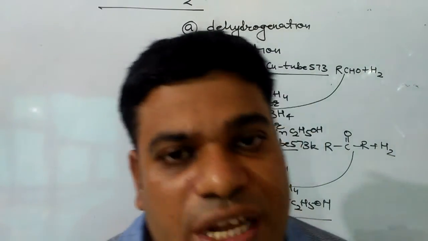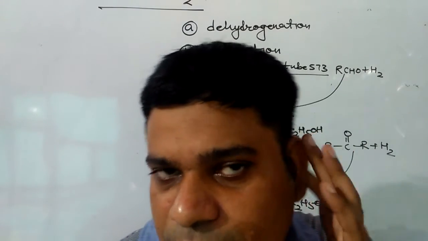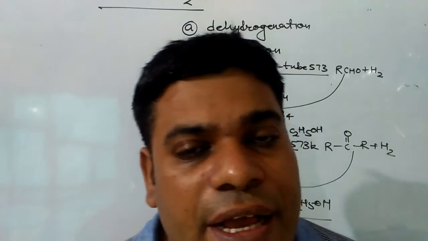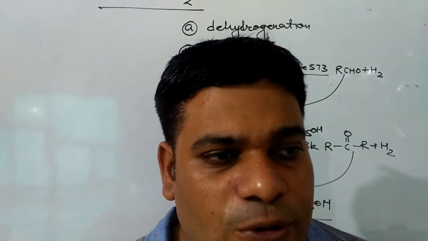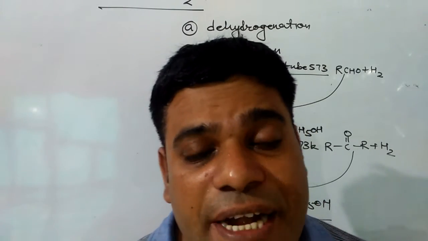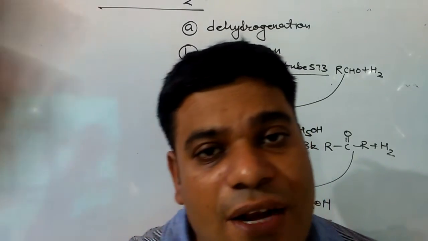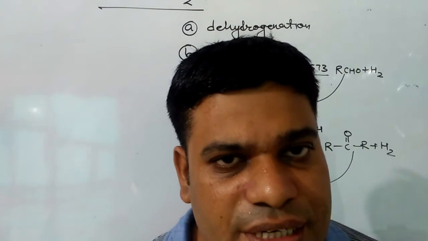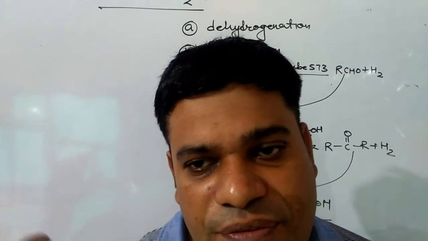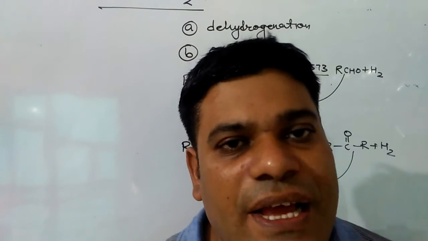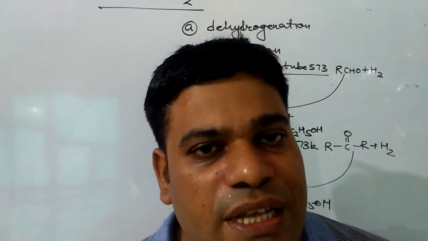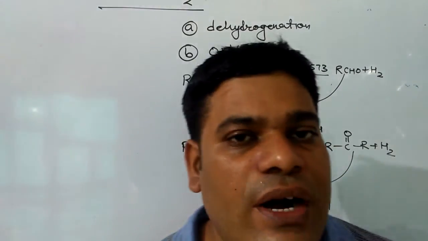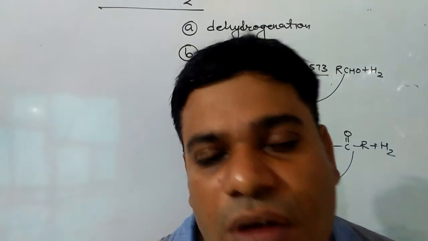For that we have to do the reduction in presence of lithium aluminum hydride or sodium borohydride or sodium in presence of ethyl alcohol. Similarly, next question might be convert isopropyl alcohol into acetone. For that pass it through copper tube at 573 Kelvin. While if we want to convert acetone into isopropyl alcohol, then do the reduction with lithium aluminum hydride or sodium borohydride or sodium in ethyl alcohol.